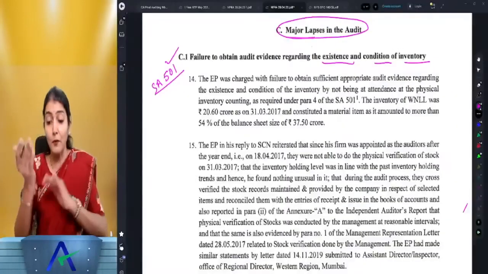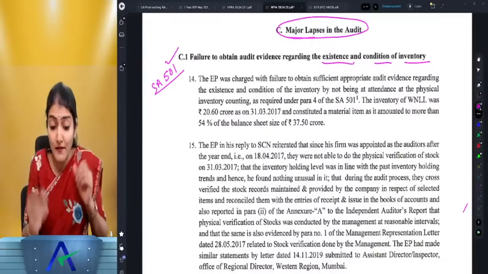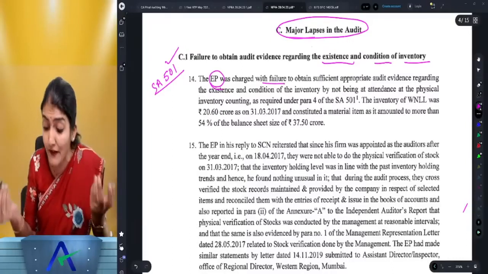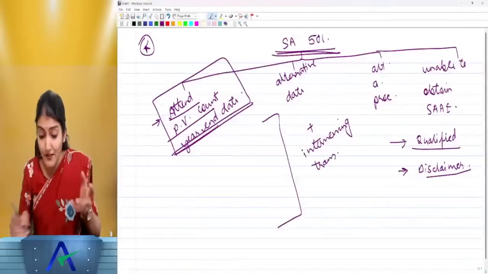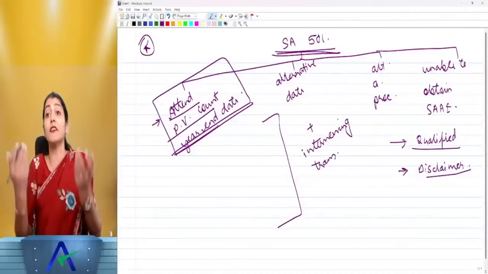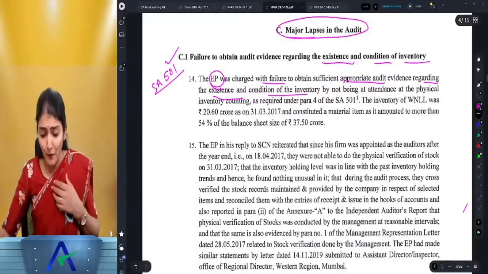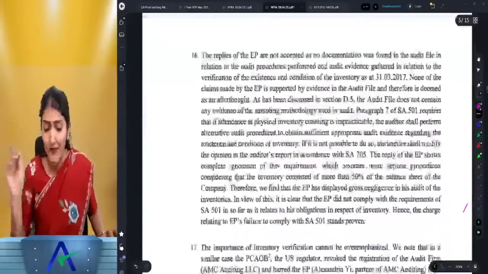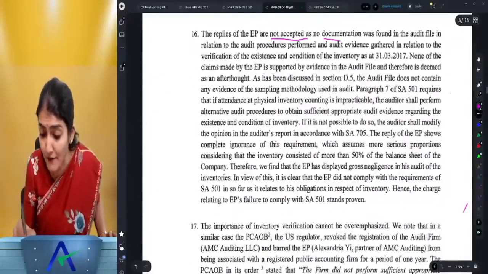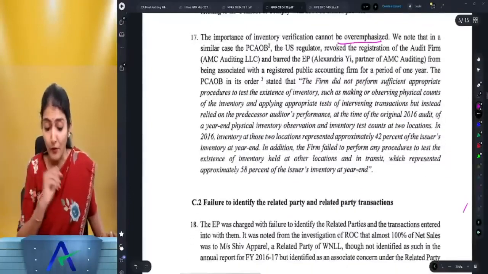Anyway, what are we discussing over here? The NFRA order passed on 28th of April against one chartered accountant. So what does it say? The engagement partner was charged with failure to obtain evidence regarding the existence and condition of inventory. These audit procedures were not performed by the auditor. It says physical verification at reasonable intervals and the evidence. Then the reply of the engagement partner was not accepted as no documentation was found in the audit file. The importance of inventory verification cannot be overemphasized.